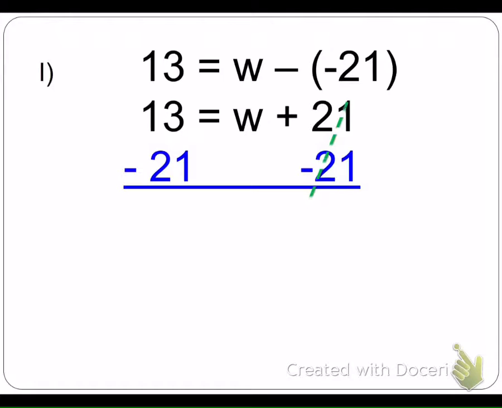So on the right-hand side, your 21s are gone. You just have the W, which is good. The variable is isolated. On the left, we have 13 minus 21. So you're going to subtract the numbers, keep the sign of the larger number. So it is a negative 8, and W equals negative 8.